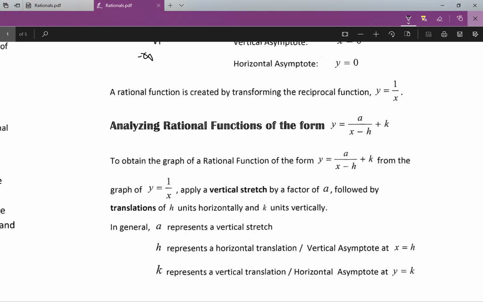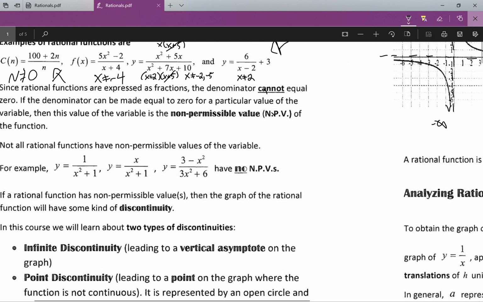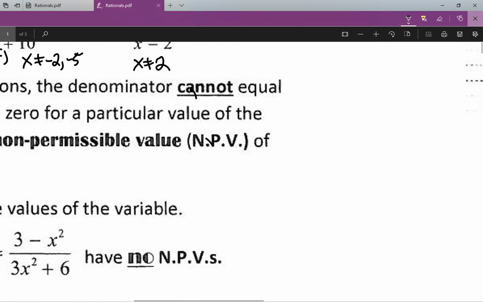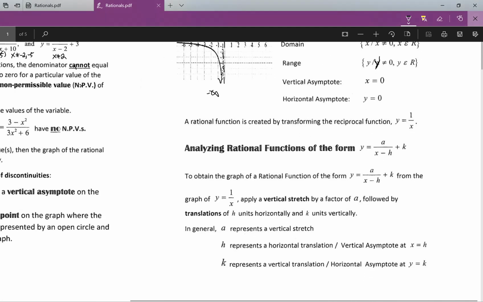Next up, we have analyzing rational functions of the form y equals a over x minus h plus k. You'll remember from before we had looked at an example of this previously, and I said we'll worry about it later. Well, here's the later that we're worrying about it.